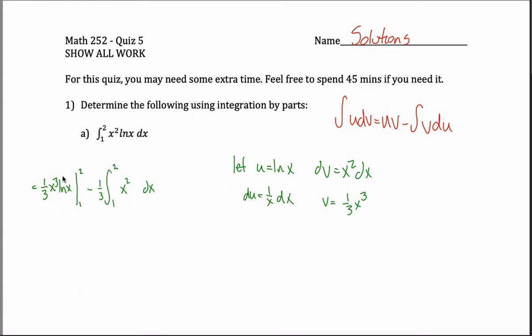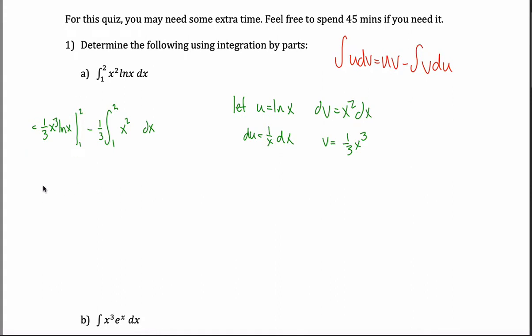Note that I need to evaluate this first term from 1 to 2, and then my integral is still a definite integral, and it goes from 1 to 2. And often I leave this off, this 1 to 2 here, and I just let this remind me. But I guess for good notation, I should be writing them in. I don't really care if you leave this off, though.